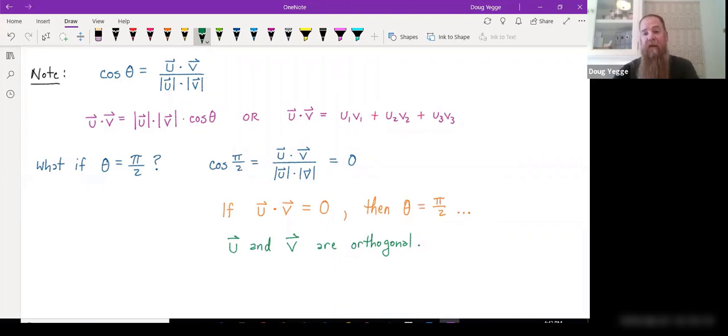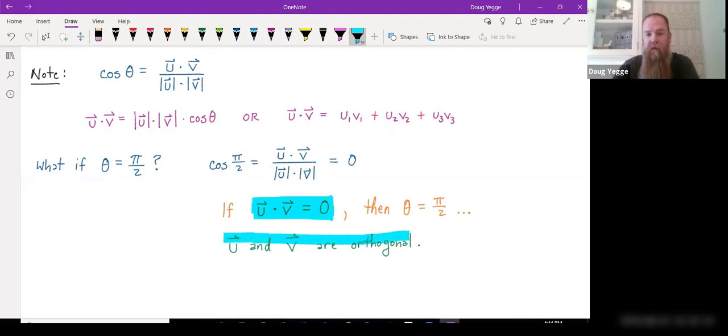This is a really big deal, okay, because it's saying that if you're trying to find out if two vectors are orthogonal, all we really have to do is compute their dot product, and if the dot product turns out to be 0, then I know that the two vectors are orthogonal. So if u dot v equals 0, then u and v are orthogonal vectors.